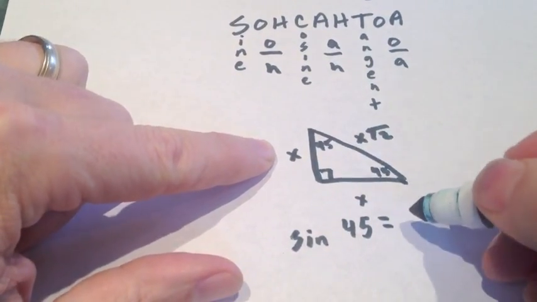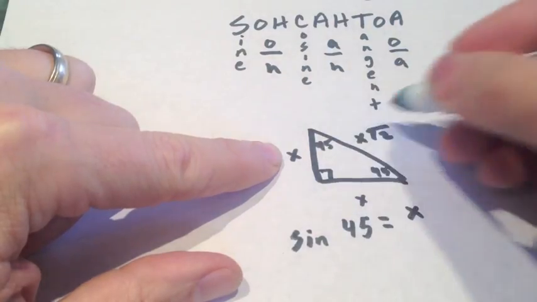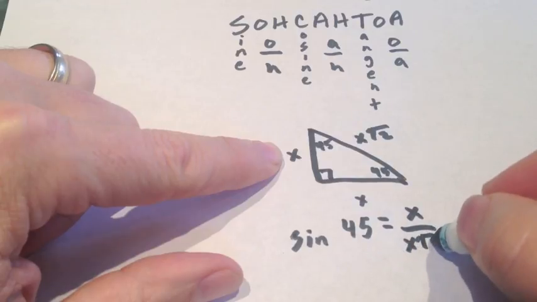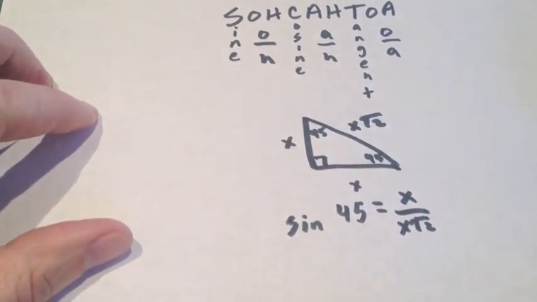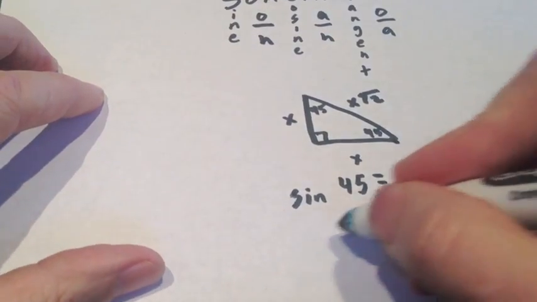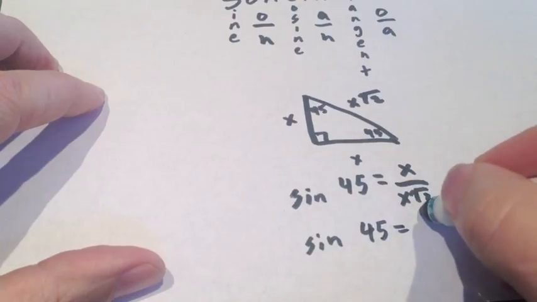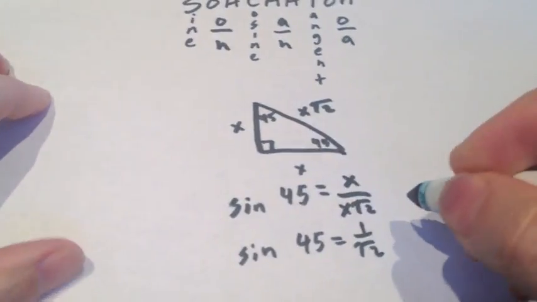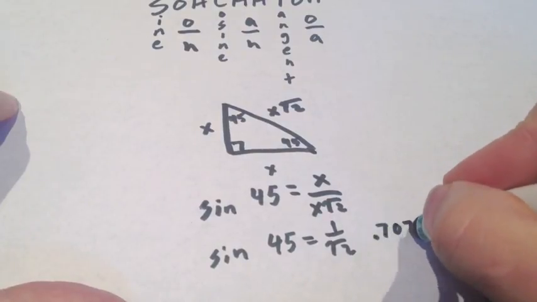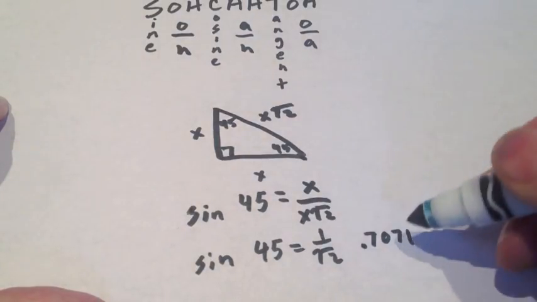So sine is opposite, which is X, or 2, or 3, or whatever you plugged in for X, over X root 2, which would be 3 root 2, 4 root 2, whatever you plugged in for X. And when you simplify that, oh, that's just, X is divided out. So the sine of 45 is just equal to 1 over the square root of 2, or as a decimal, this is about 0.7071, I think.